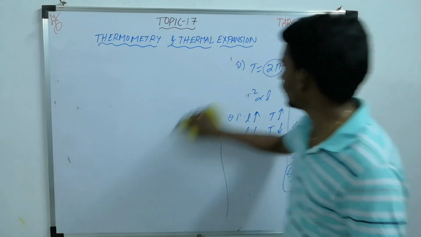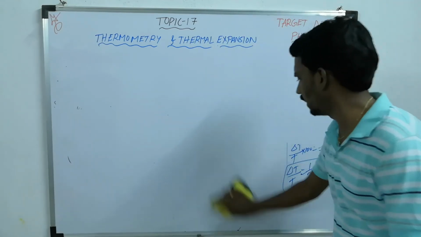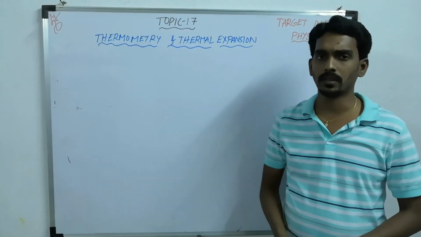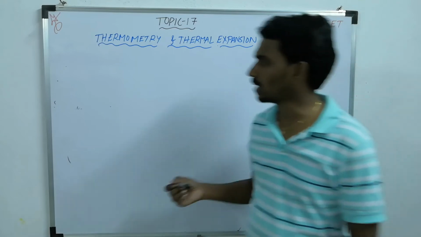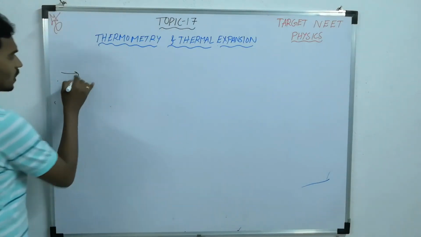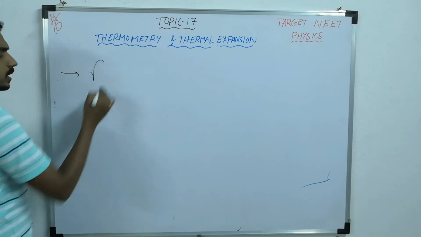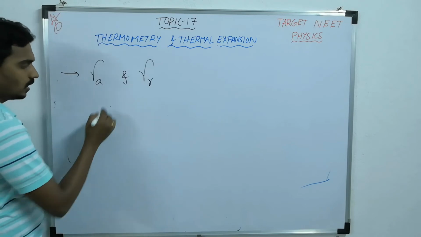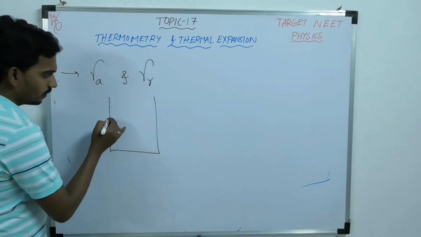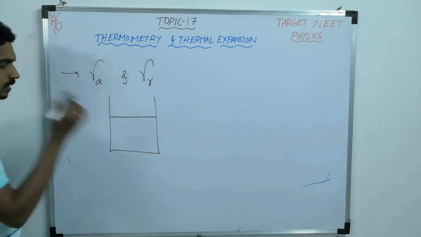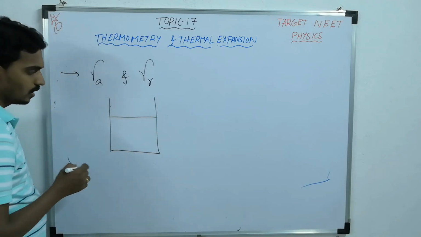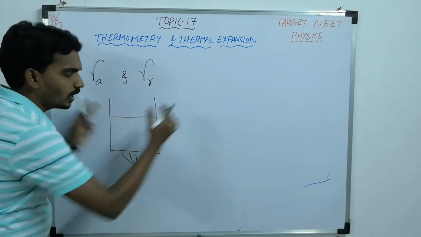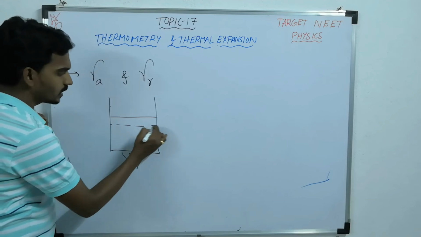Now, in case of expansion of liquids, let us try to understand. In case of liquids, there are two types of expansions. One is apparent and another one is real. And the relation is, if the liquid level is this much, when you heat it, first the solid will expand so that the level decreases first.